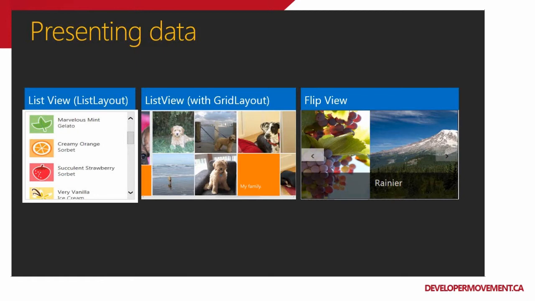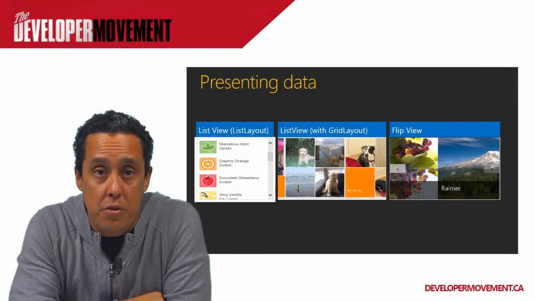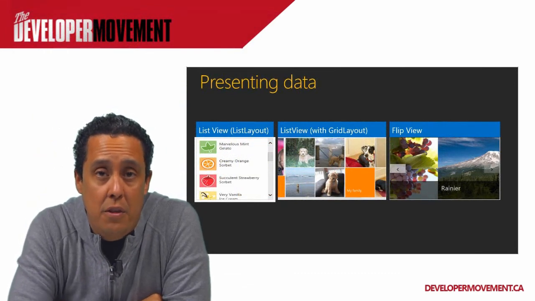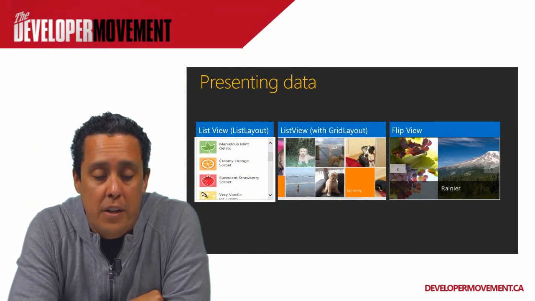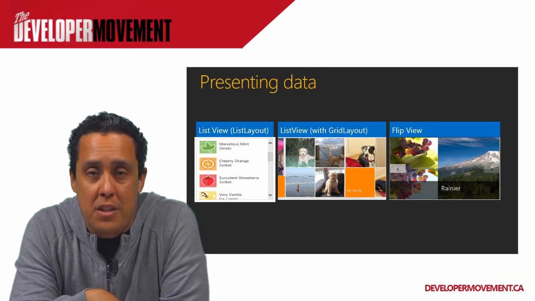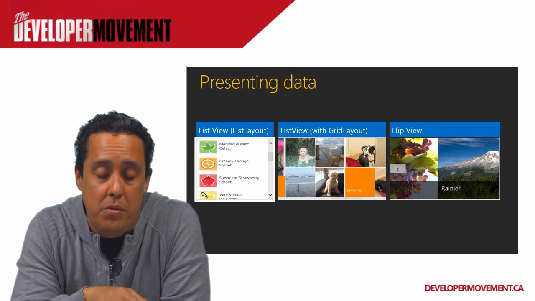So now, presenting data, there are two main things that you're potentially going to be using to present your data. You're going to be using the list view control or the flip view control. And the list view control you're going to have in list layout or grid layout. List layout, you're most likely going to be using in snap mode or in portrait mode.